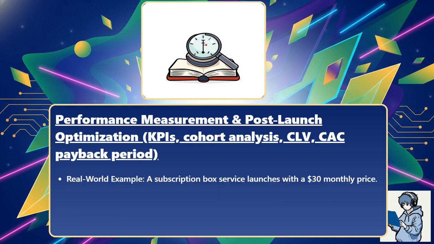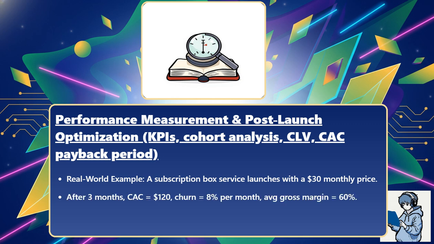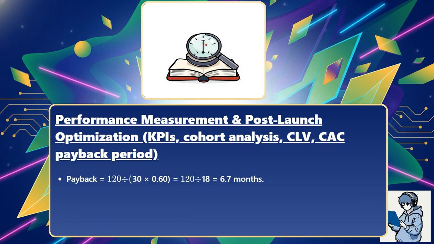Real-world example. A subscription box service launches with a $30 monthly price. After 3 months, CAC equals $120, churn equals 8% per month. Average gross margin equals 60%. CLV equals $30 times 1 divided by 0.08 times 0.6 equals $225. Payback equals $120 divided by $30 times 0.6, equals $120 divided by $18, equals 6.7 months.